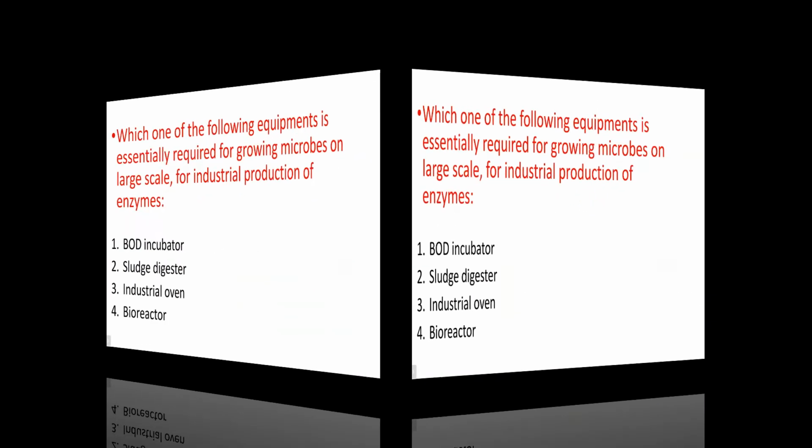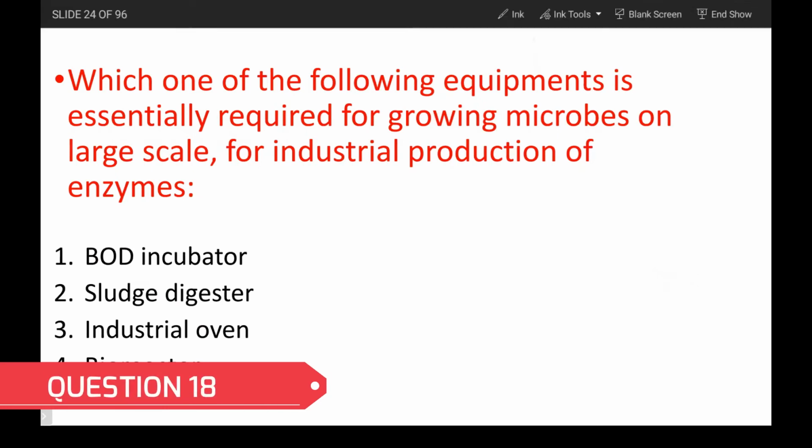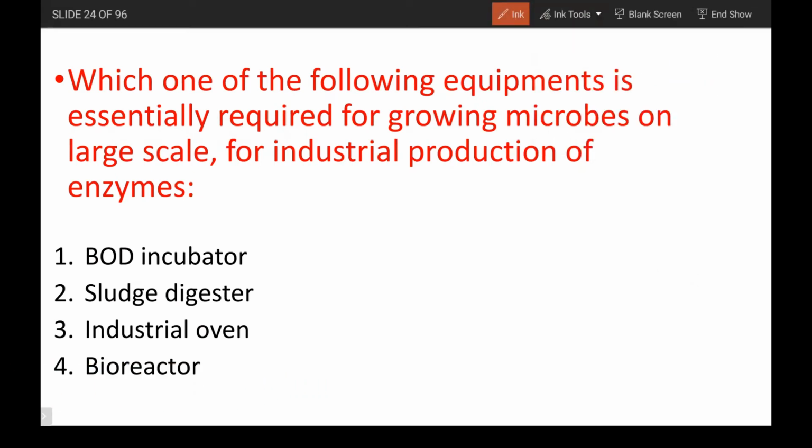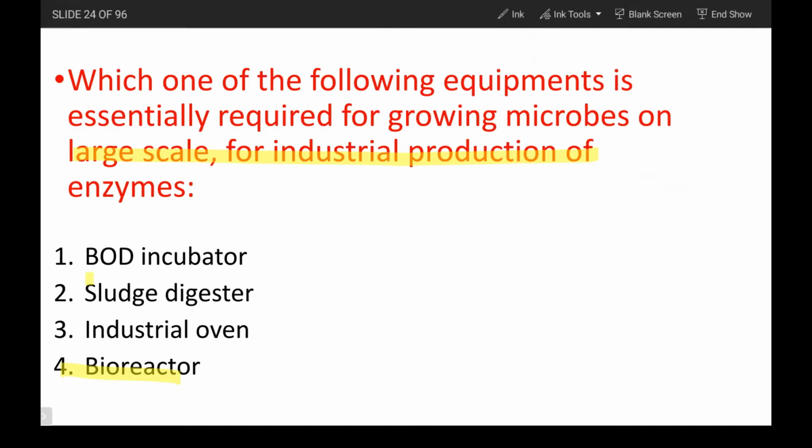Next one. Which one of the following equipments is essentially required for growing microbes on a large scale for industrial production of enzymes? It's from the biotechnology chapter. Large scale production, if you see this word, then you need to only think of bioreactor. BOD, sludge, all these are part of sewage treatment plant. Bioreactor is the one where large vessels containing many raw materials are used to get large scale production of a product or an enzyme. It is bioreactors.